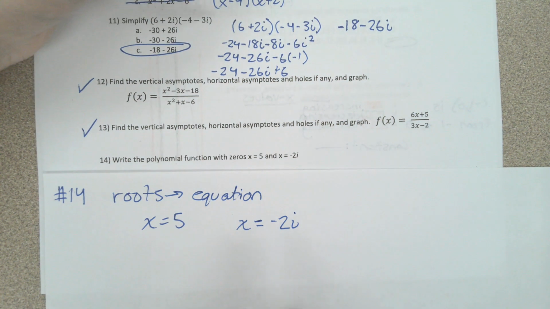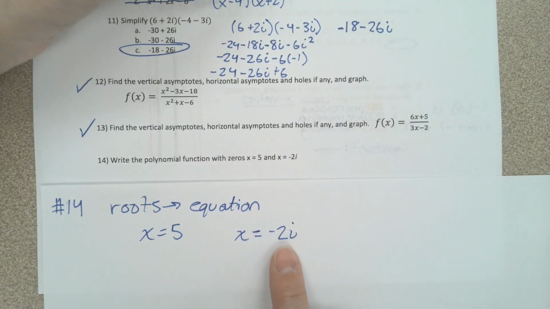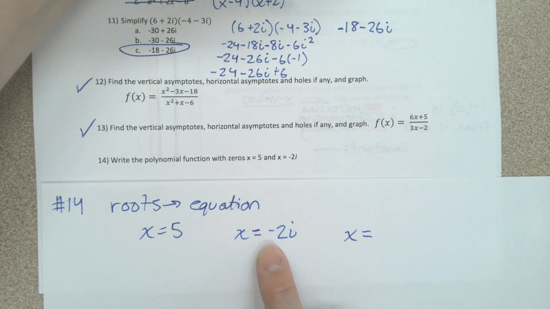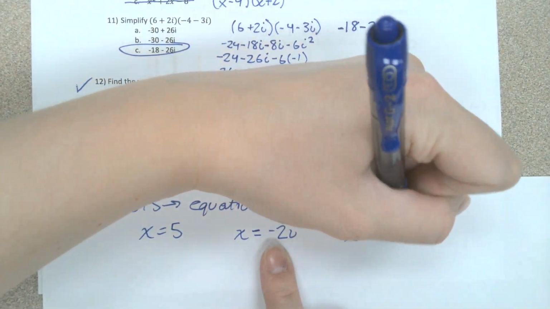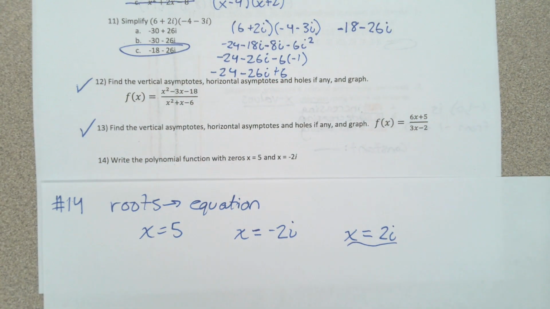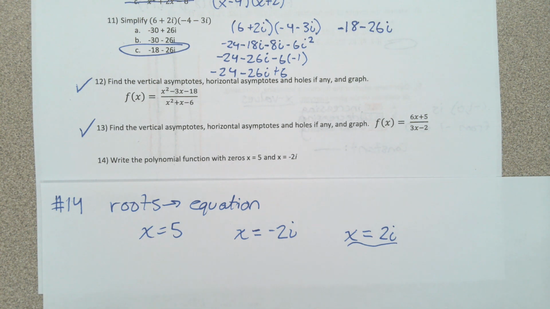Now, if you remember, I have to include a root that's going to get rid of the i in my equation, and that's its conjugate, which is the opposite sign. So that's a positive 2i. So I have to include this root in order for this to work. That's the first step, and if you forget about it, obviously your answer is going to be wrong.